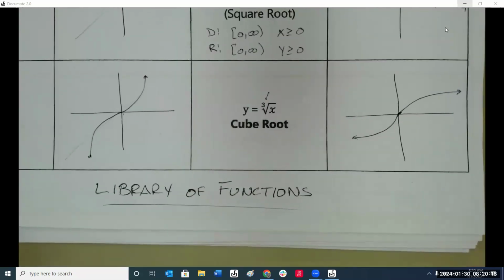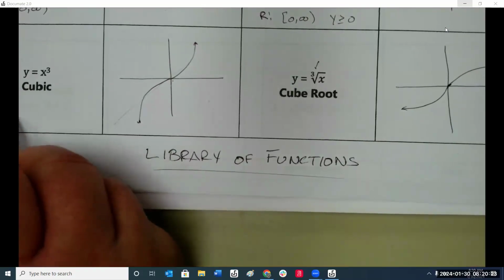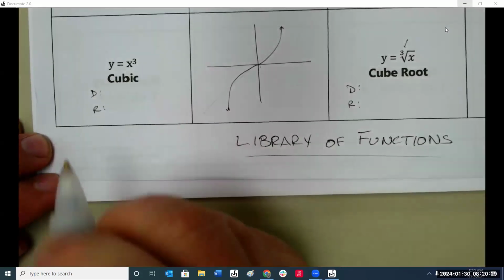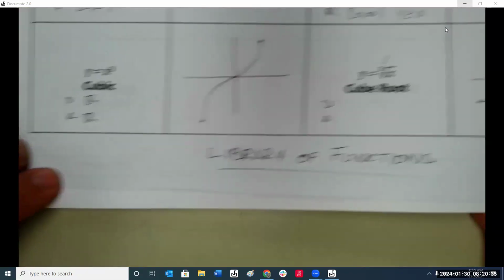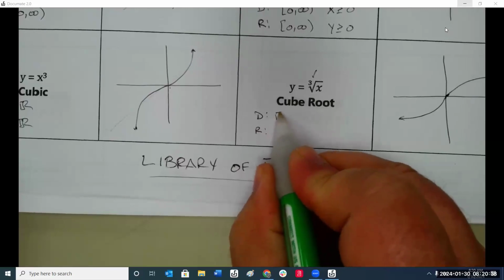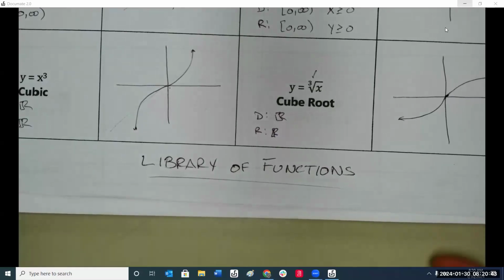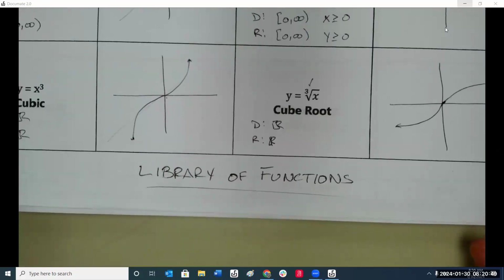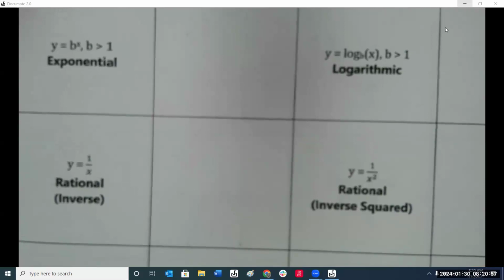How many of y'all got that first page right? Okay, let's look at domains and ranges. What's the domain and range of cubic? Told you, if you just say all real numbers, you'll be right most of the time. And cube root? All real numbers. Believe it or not, that was the easy page. Now, how many of y'all started this side? Okay, let's work it together.